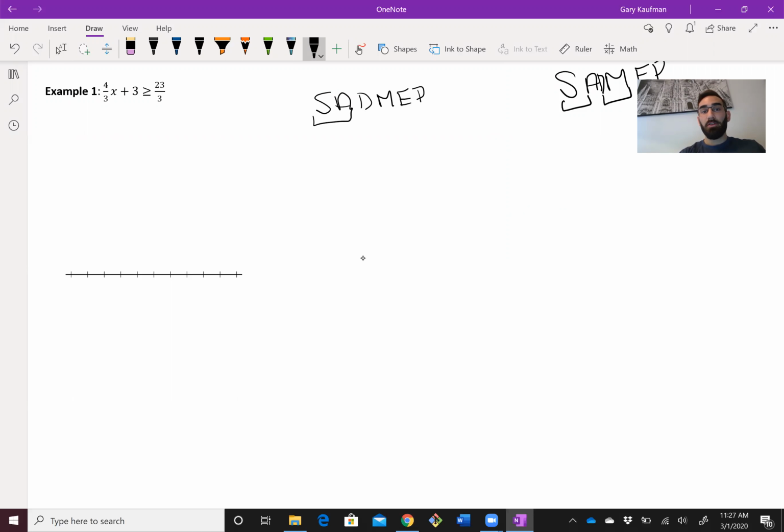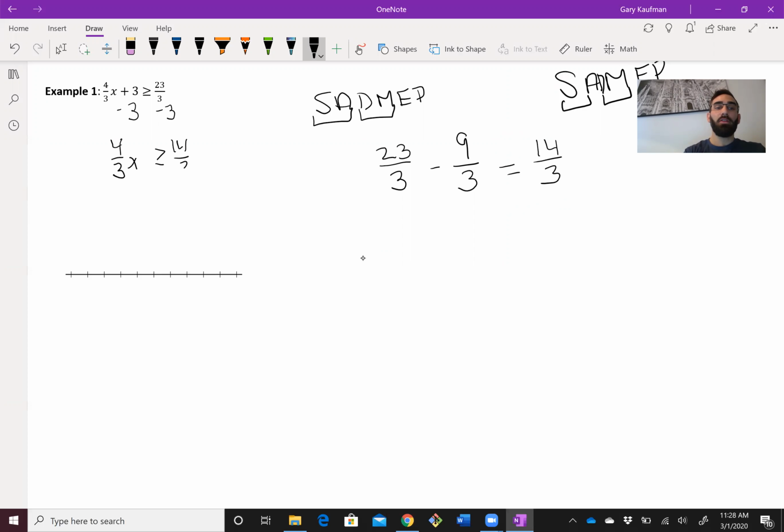Well, the addition occurs first, so therefore I'm going to subtract 3 from both sides. Now this is going to take some work because I need a common denominator. I'm going to do that over here. 23 thirds minus, well, I need thirds, 3, that's 9 thirds. 9 over 3 is 3. So subtract 9 from 23, and I get 14 thirds. So now I have 4 thirds x greater than or equal to 14 thirds.